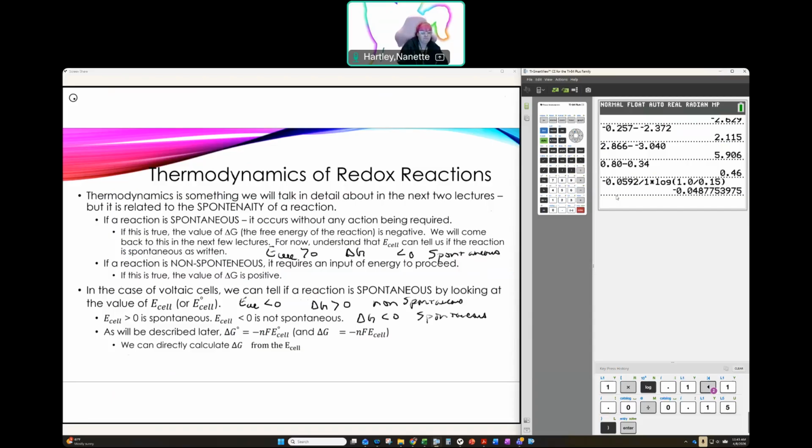Okay. Now, delta G is related to E through this equation. So for the standard and the non-standard, I can get delta G by taking the number of electrons times the Faraday constant times that E naught cell. So I can calculate delta G from E, and I can calculate E from delta G. Both of those can be done. That is something we need to keep in mind as we move forward. These E cells do matter, and we can use them for other things.